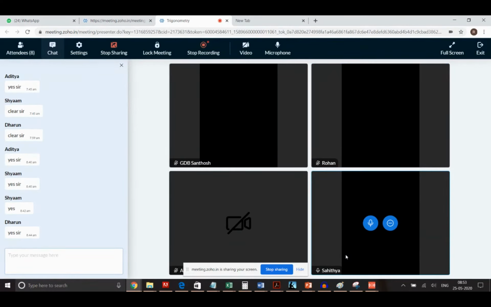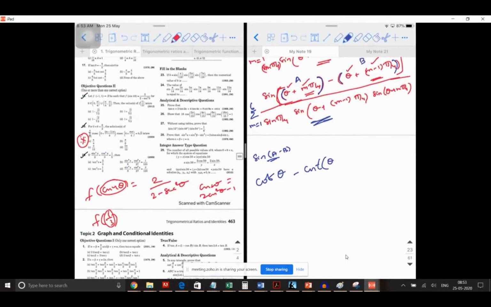Let's try out. So you got this thing: cot of theta minus cot of theta plus m pi by 4. Is this what you people got? Yes, sir. Now for this you substitute sigma m is equal to 1 to 6. This cot theta will get cancelled. You will get cot theta plus pi by 4 minus cot theta plus 2 pi by 4 minus cot theta plus 3 pi by 4.